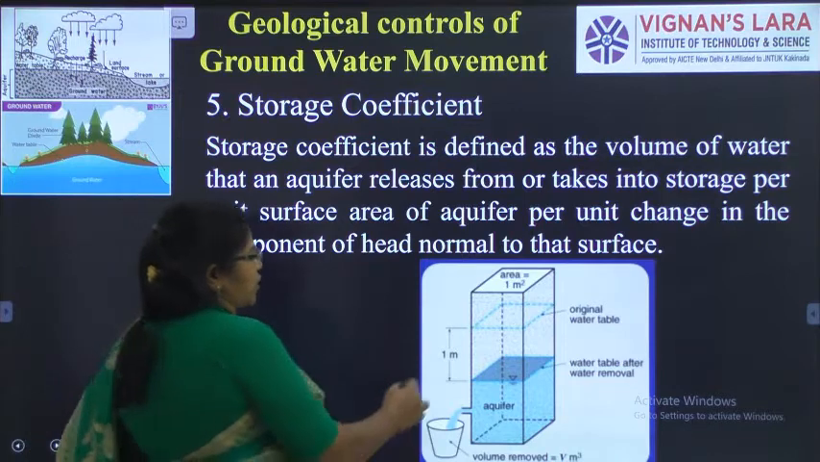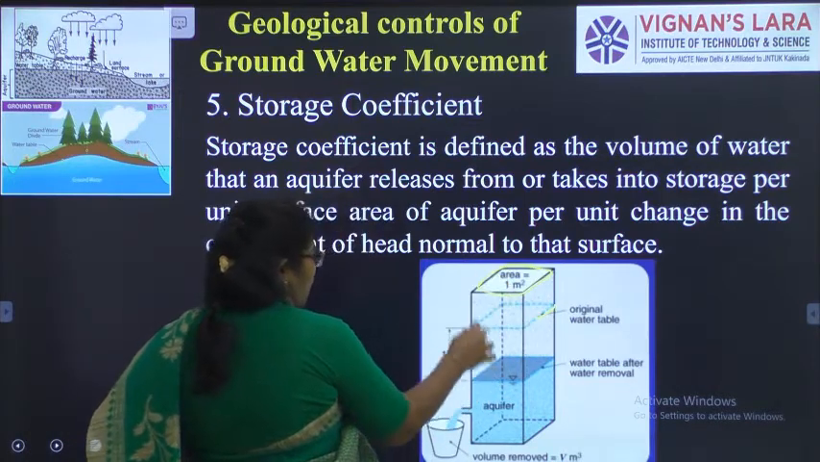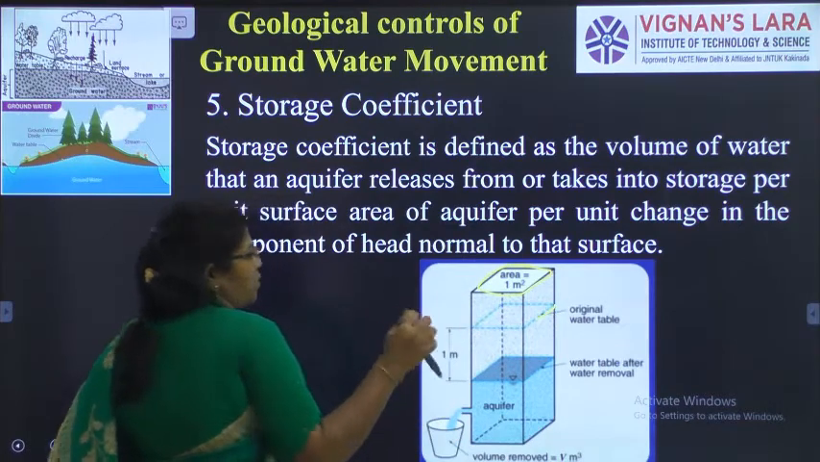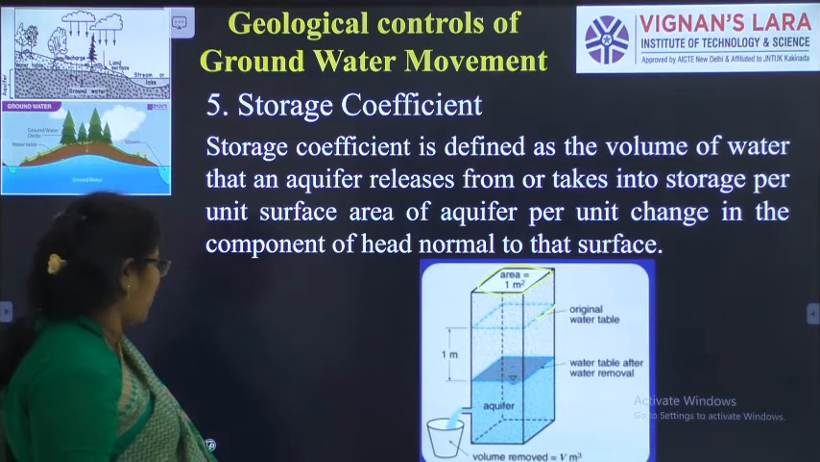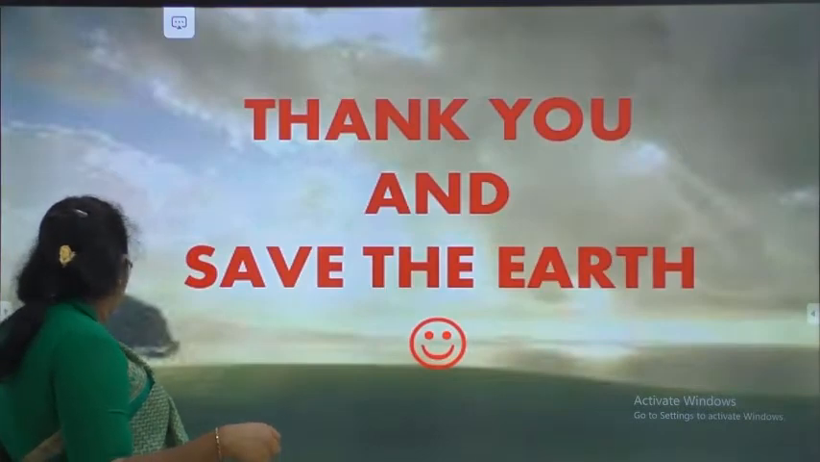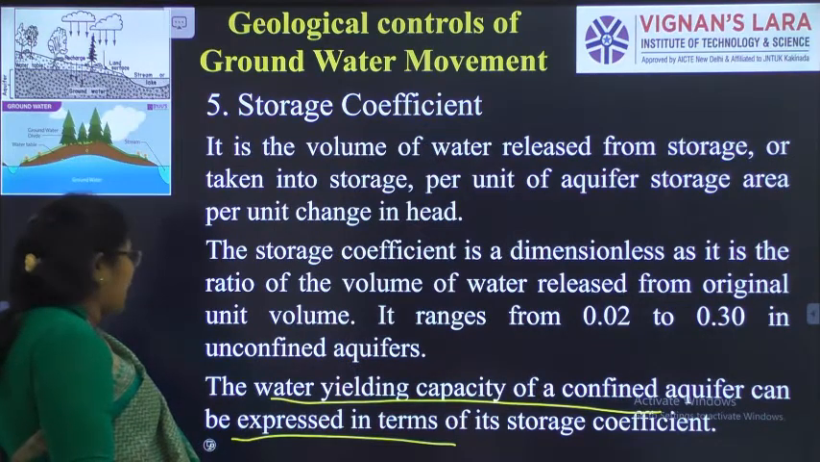Okay, this is the original water table. This is 1 meter square. How much water can be removed per cubic meter? How much time? For 10 minutes we will take it, the water table after water removal. That we call the storage coefficient.